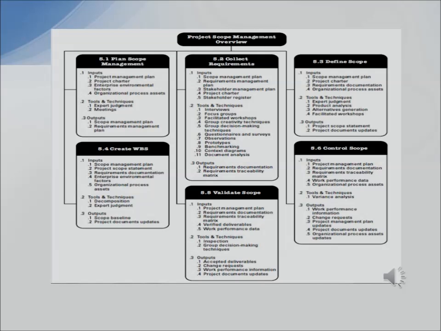This is the overview of scope management. It includes 6 processes. Each one of the processes has inputs, outputs, and corresponding tools and techniques used. Starting next episode, we are going to look at each one of the processes in detail.